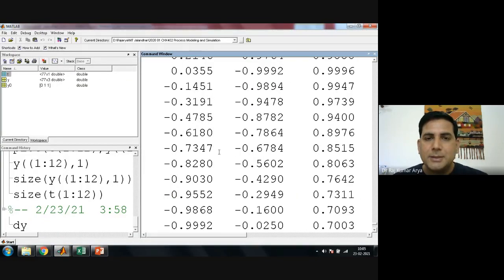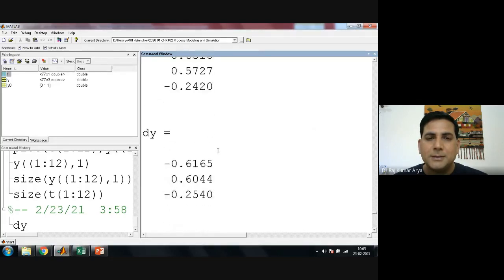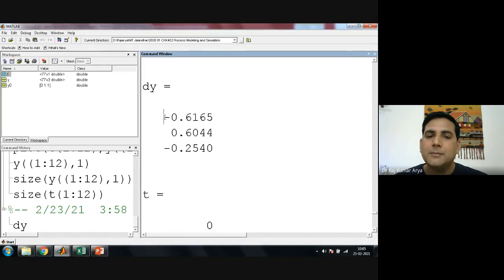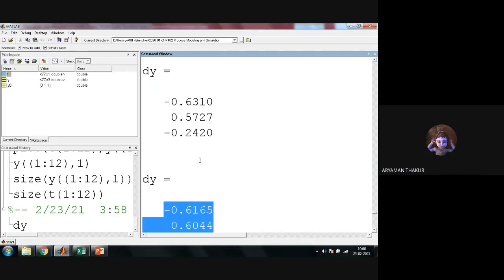Where did it go? Time has come, and this is dy. So this is the dy at a particular time. This is currently a column matrix. If we put just dy dash, it will become a row matrix. A row matrix cannot be read as different equations. That's why it needs a column matrix only, in this way. Okay. Okay, sir.